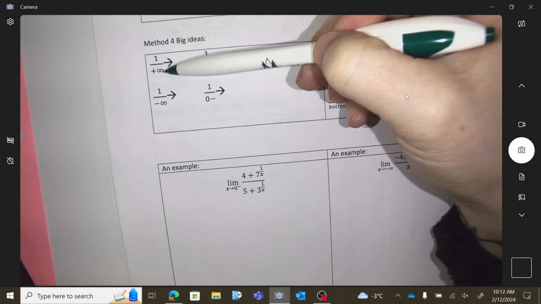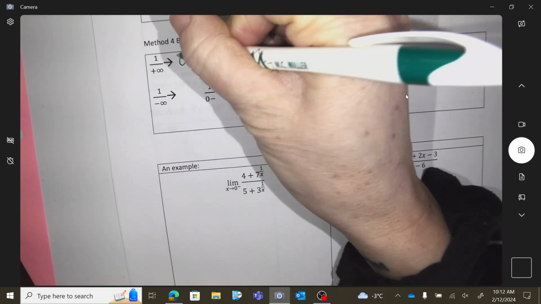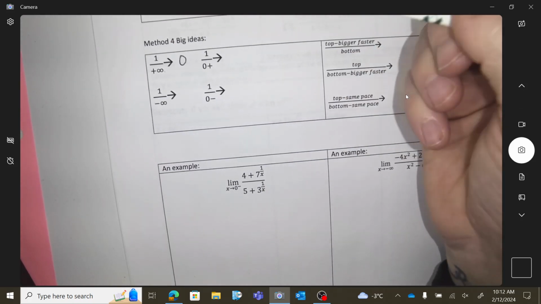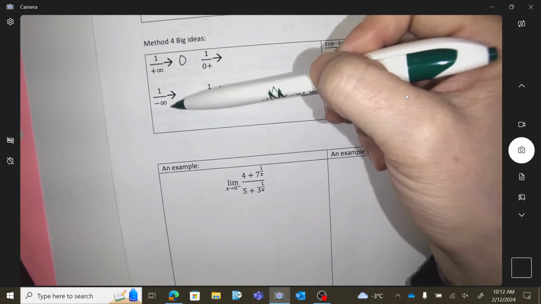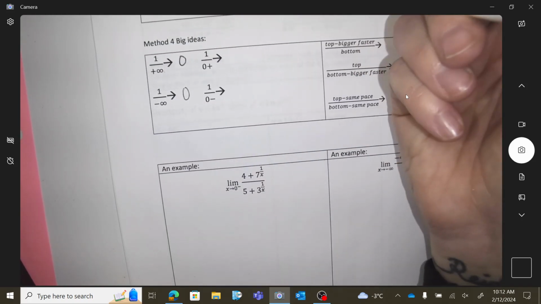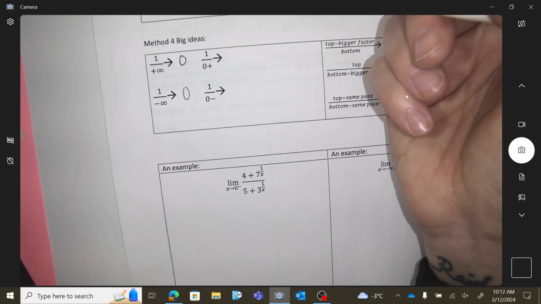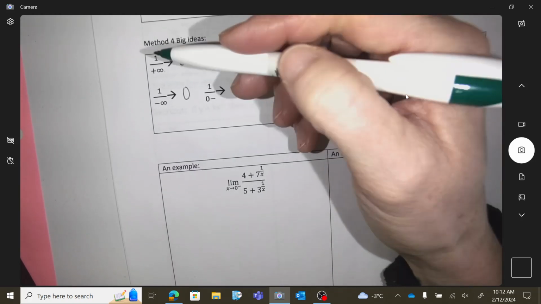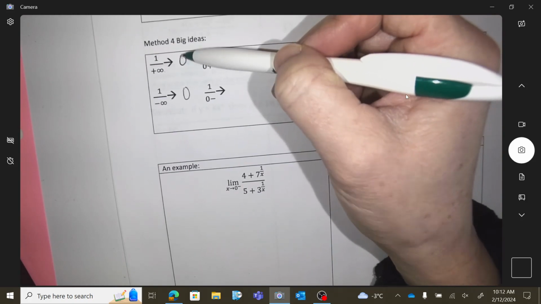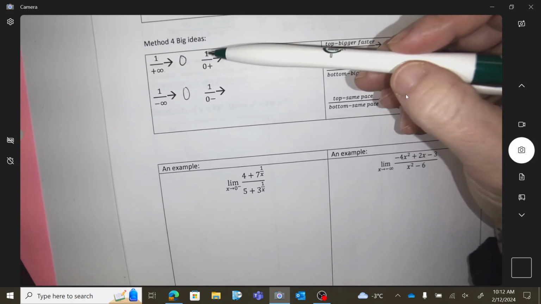1 over a really big number makes 0. 1 over a big negative number makes 0 still. It doesn't matter. Anything big on the bottom is still 0. It just changes your direction. Here you're coming at 0 from above, and here you're coming at 0 from below, but that doesn't matter.